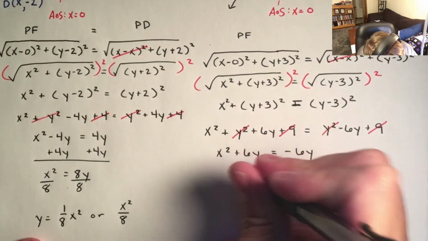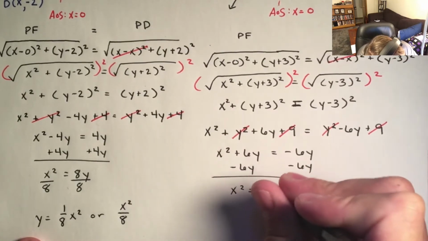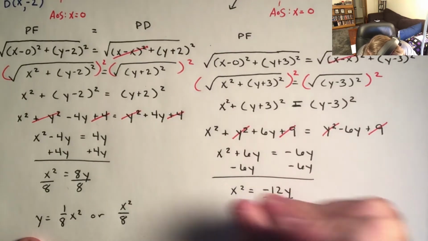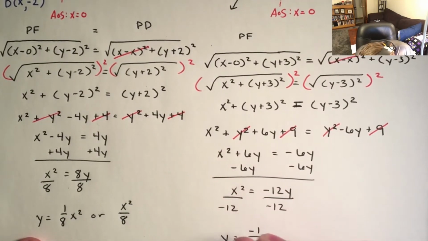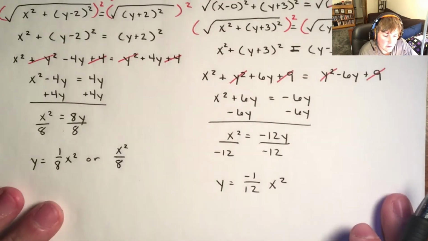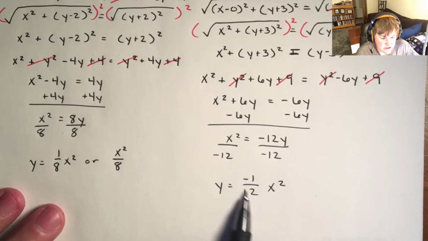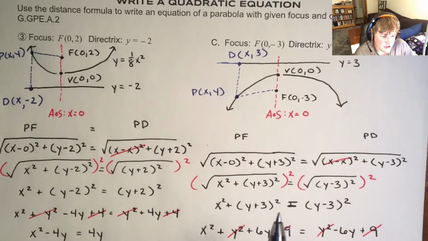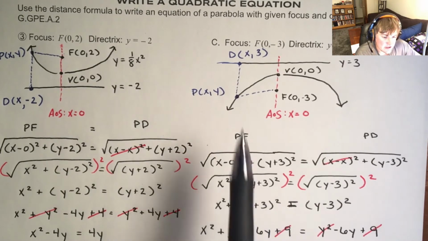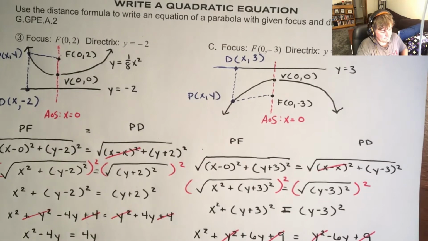Here, I'll subtract 6y. I get x squared is equal to negative 12y, then divide by negative 12. So here I'm going to get y is equal to negative 1/12 x squared, and that is my answer. Negative 1/12 is going to open up pretty wide because this is pretty close to 0. And also it's opening down because the a value of our parabola is negative 1/12, so that means it's going to open downwards, which is exactly what our diagram indicated. So that's a pretty good sign. Okay, great.